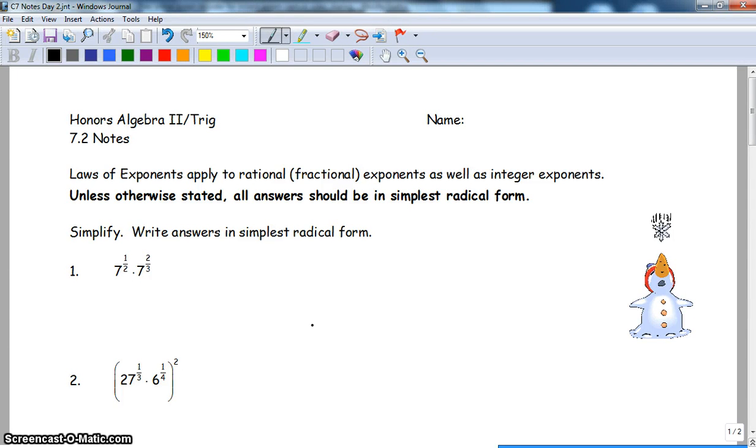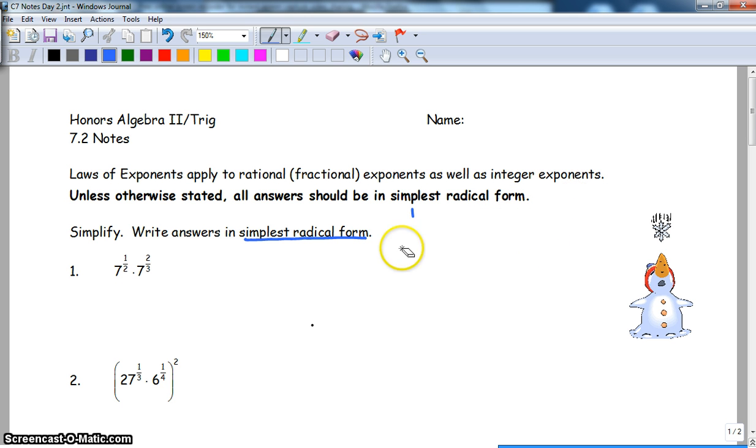This video will help you work with laws of rational exponents and moving these things into radical form. The most important thing to remember is that you're really just dealing with the same laws of exponents that we were dealing with before, first semester. It's just now you're going to have things that are fractions, and then you might have to change these to roots at the end of the problem. So simplify, write answers in simplest radical form. This means when you are all done, you should not have anything with a rational exponent. It should always be moved to a radical.